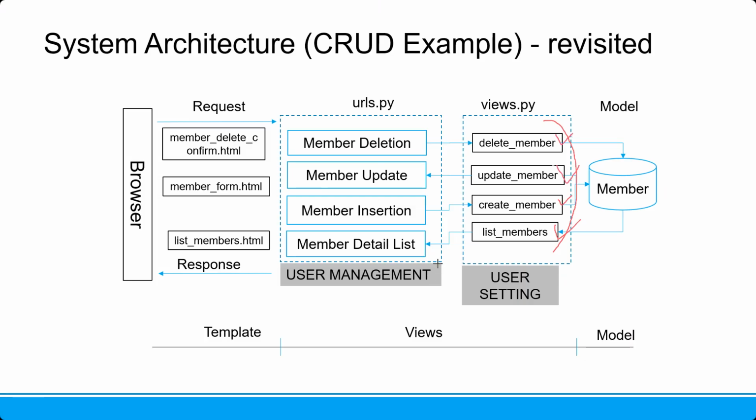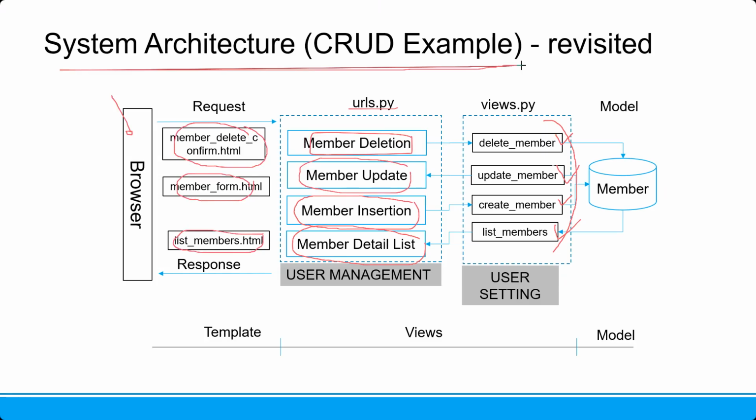In the views, we can see there are some URLs. So you can go to the member detail list or the member insertion, member update, member deletion. And the HTML page consists of 3, which is list member, member form, and member delete confirm. So this is the browser. So this is what we call the system architecture for the CRUD example.